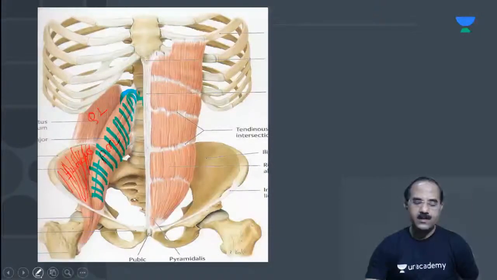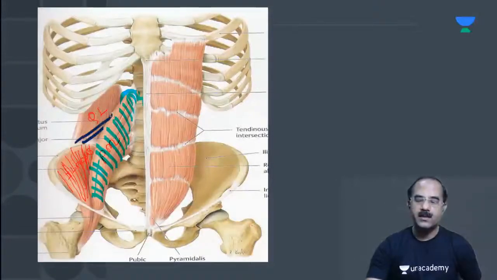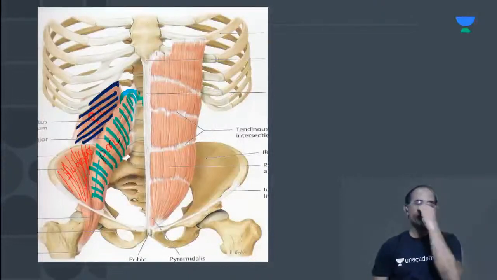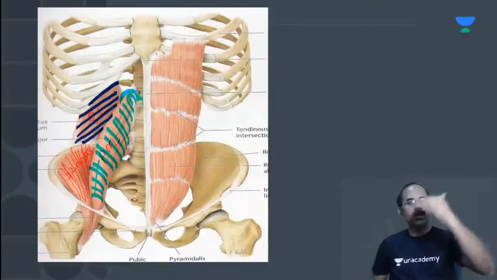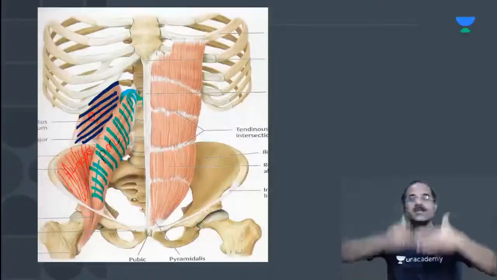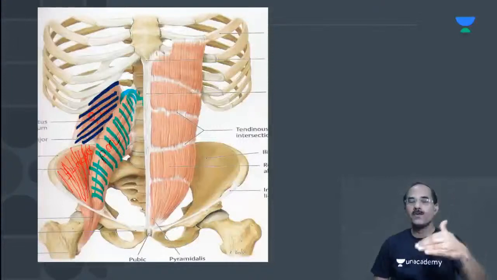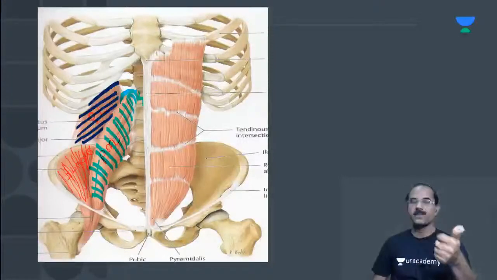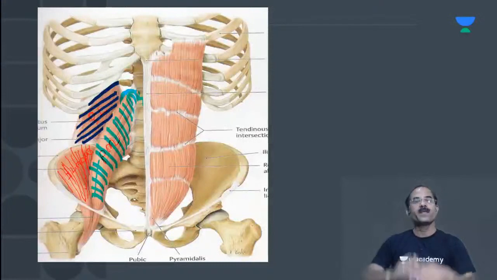Now what is this muscle next to the psoas? That's the quadratus lumborum, right? And this quadratus lumborum is covered by two fascias, which we call the thoracolumbar fascia. Now quadratus lumborum has an anterior surface and a posterior surface. The one which covers the anterior surface is known as the anterior layer of thoracolumbar fascia.